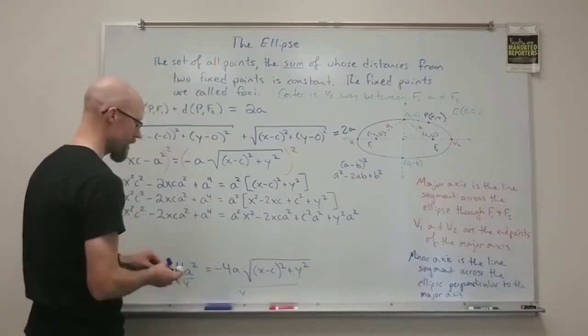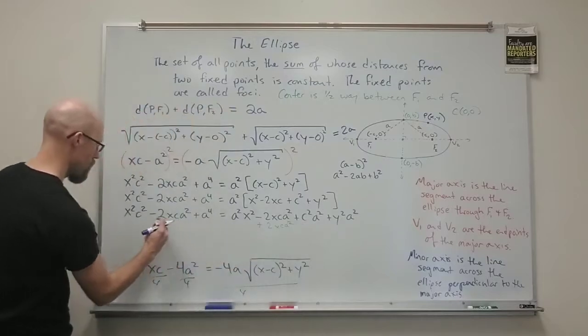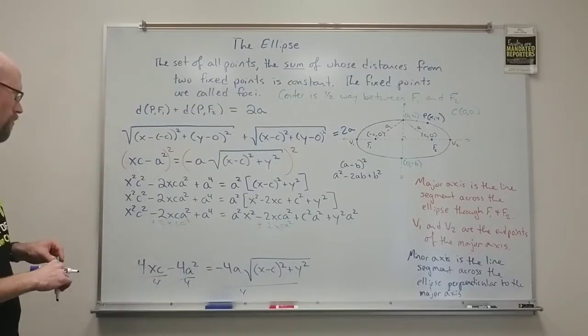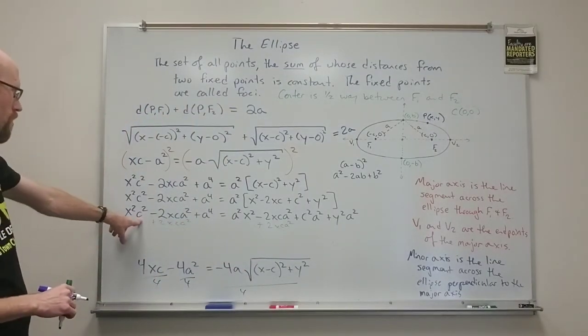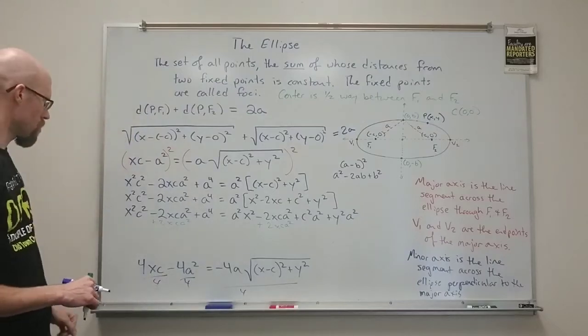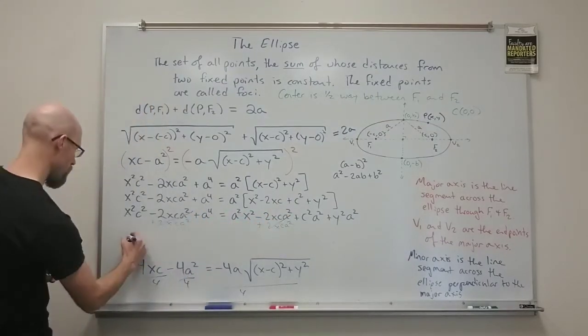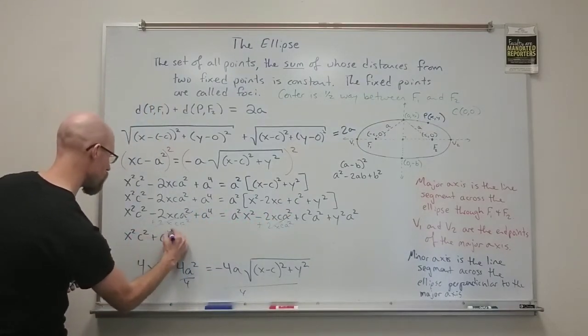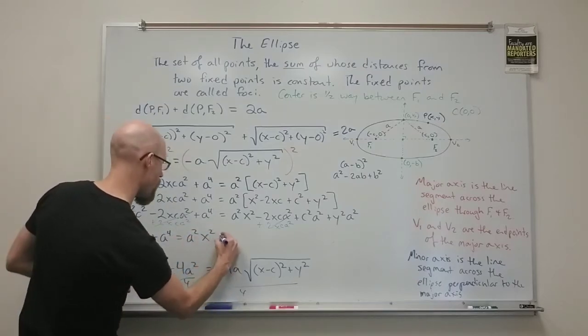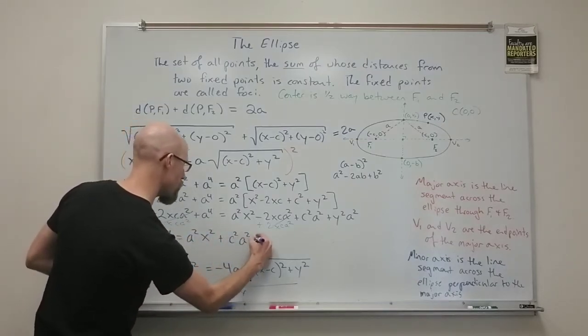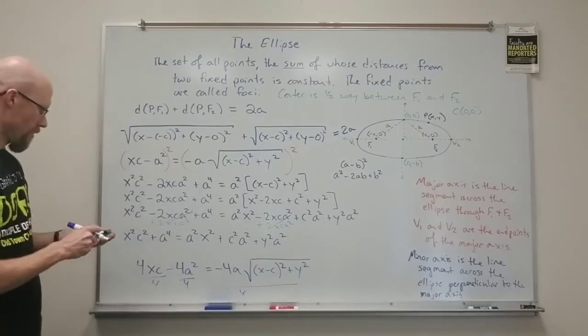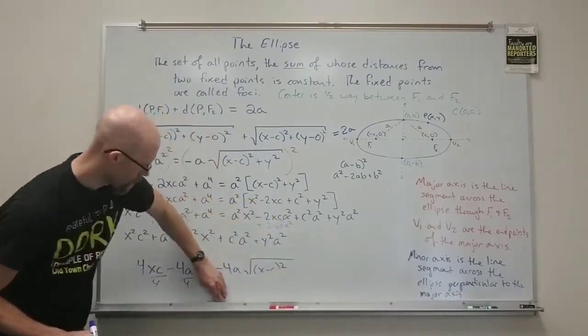I want to get rid of that, so I'm going to add 2xc a squared to both sides. What else can I get rid of? Anything? There's an x and a c both squared. No, it looks like everything else is pretty much set, isn't it? So I'll get rid of those terms, and I get x squared c squared plus a to the fourth equals a squared x squared plus c squared a squared plus y squared a squared. All right, well, not great, but it's something.